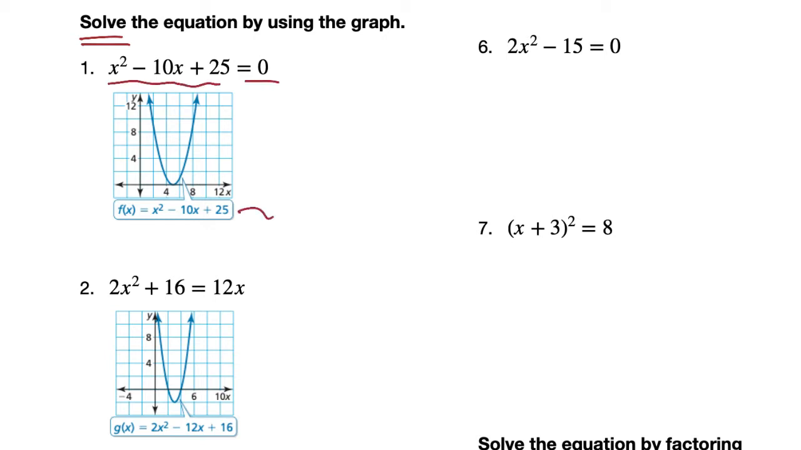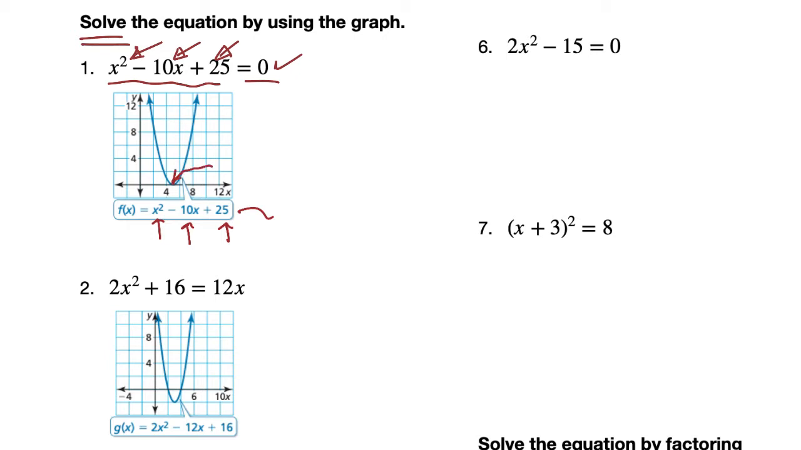So what they've graphed is the related equation. You can see it's still x squared minus 10x plus 25. So it's still the same equation, but now they've graphed all the solutions to it. We're looking for a particular one. When does the y value equal 0? And that's right here where it crosses the x-axis.